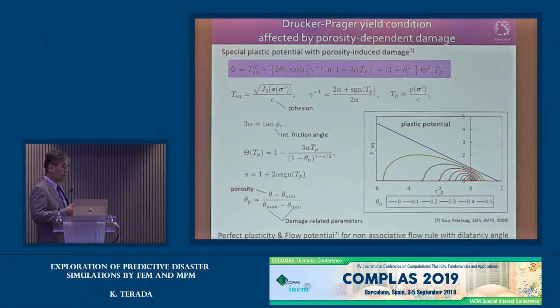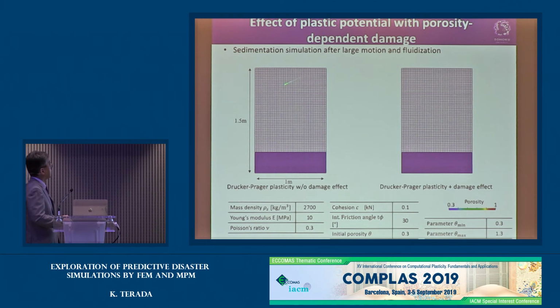But we can also take another formulation with a similar but different idea. Here is the special plastic potential with porosity-induced damage. Here we have the equivalent stress. Here is the flow stress that decreases according to the value of the porosity. This is what we call porosity-induced damage. This behavior is illustrated here. This is the porosity, and this is the flow surface. Let me show you the effect of the plastic potential we employed here.